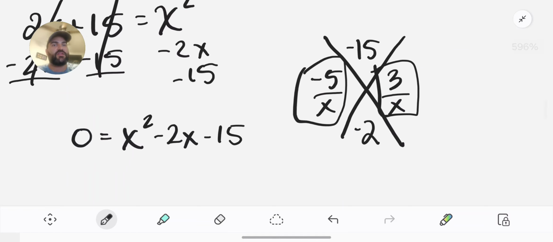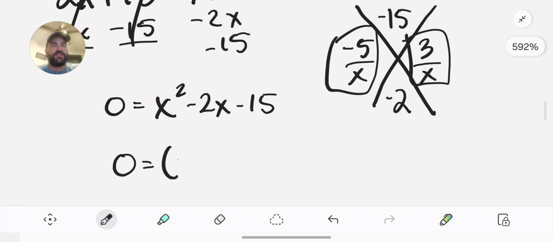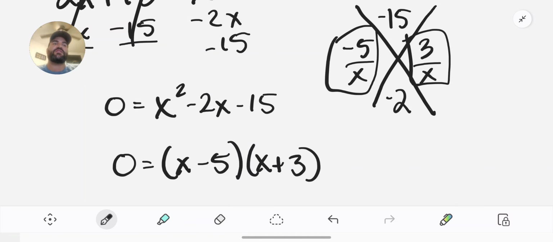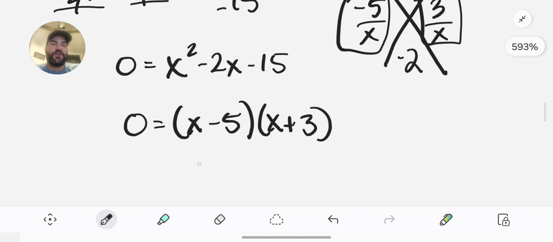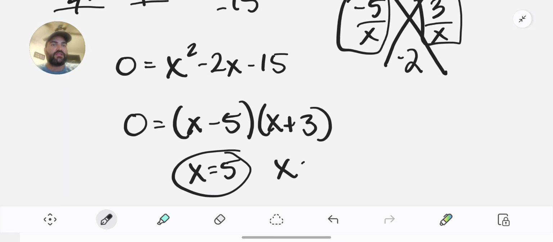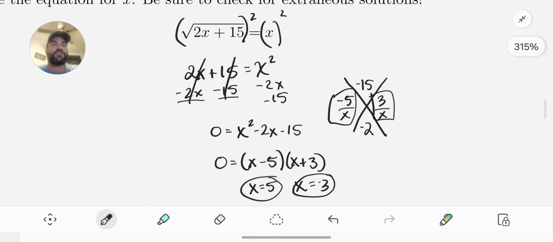There's other ways to do this. If you get these parentheses, you're good. And for my students that don't want to do this, you could use quadratic formula. It does take longer, but some kids like it, so whatever. Set each parenthesis equal to 0. X equals 5. X equals negative 3. Now we're not done. We got to make sure we check for extraneous solutions. I'm going to erase this.